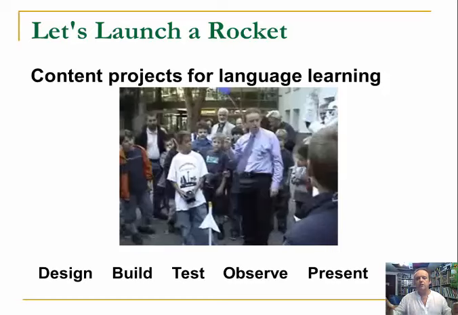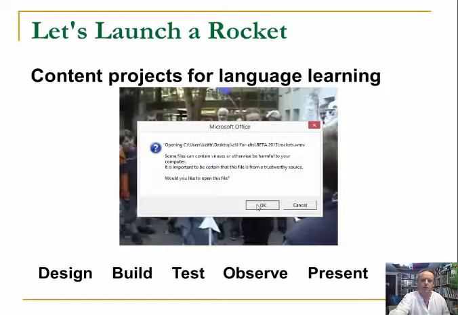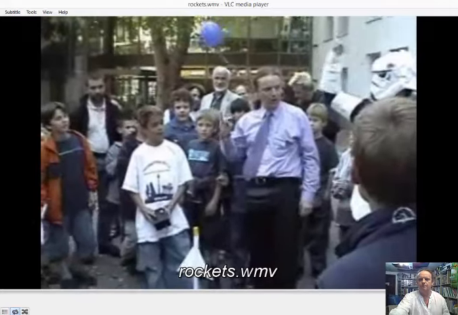And here we've got design, build, test, observe, present. A very simple five-step sequence for rocket building. This is in the Urania Science Museum in Berlin.